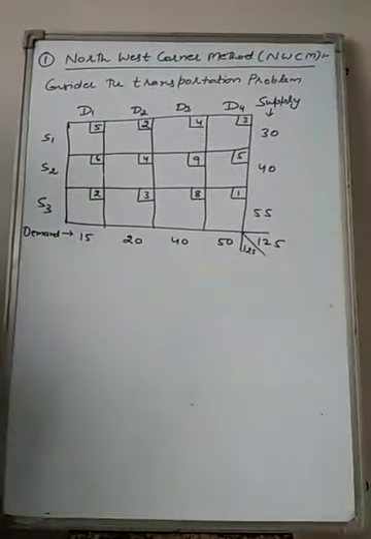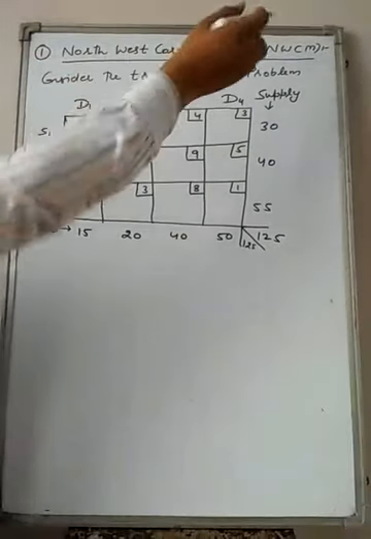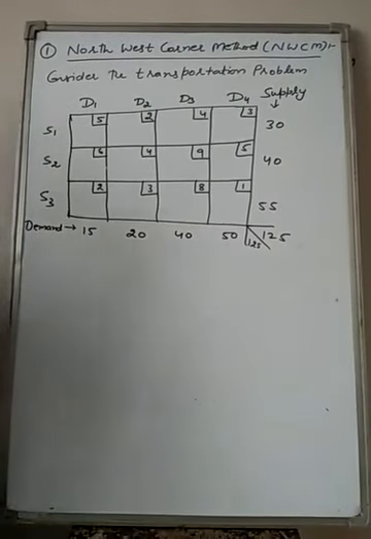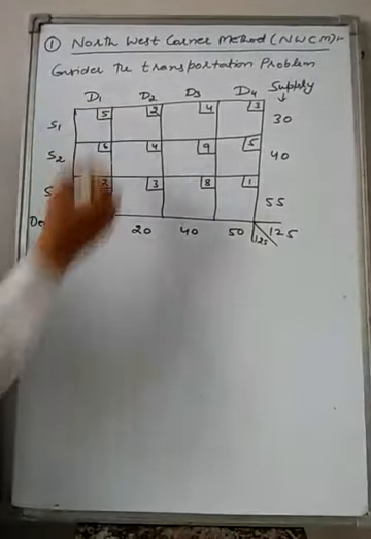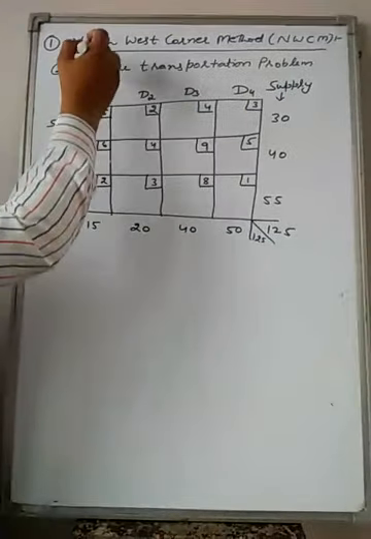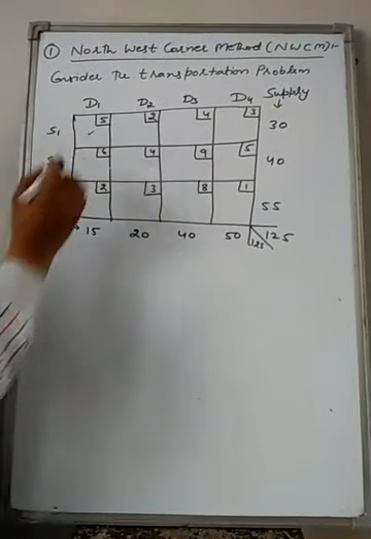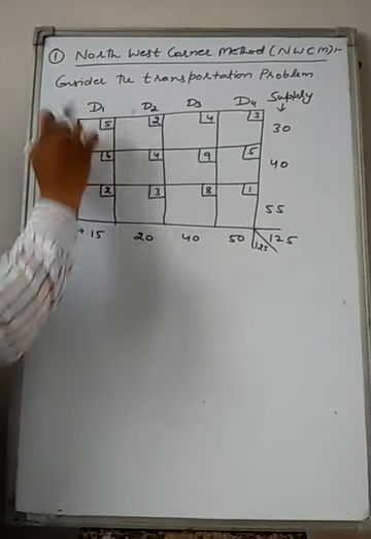and we will continue with the northwest corner method. Now we will discuss how the northwest corner method works. In this method, we have to allocate in different cells like this. Firstly, you have to choose, according to the name, the northwest corner. This is the northwest corner. We make the first allocation here in this cell.